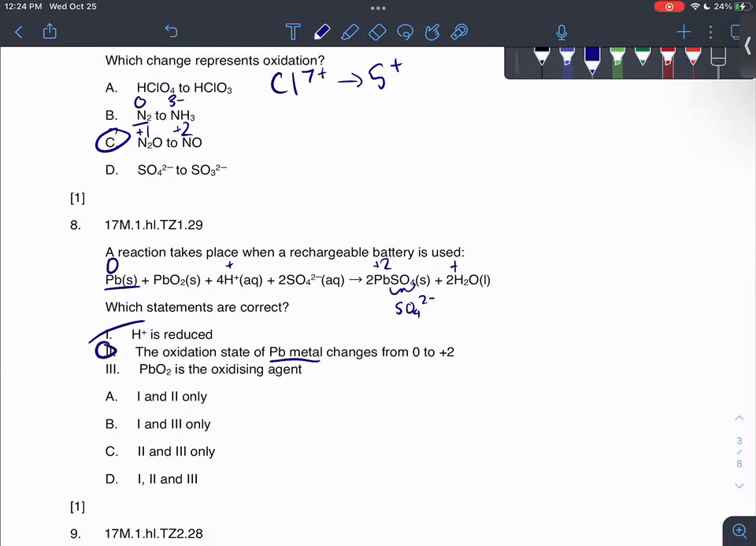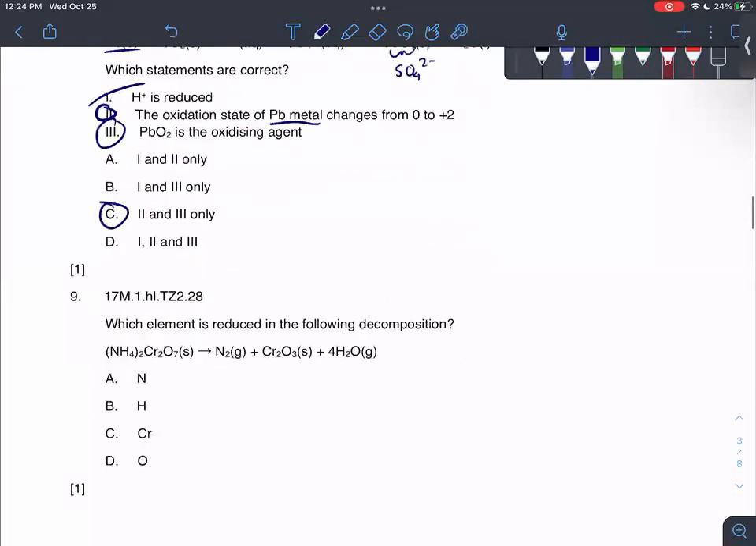PbO2 is the oxidizing agent. So we can honestly just look at our original Pb right here. Pb is going from 0 to +2. It's being oxidized. Therefore, it's the reducing agent. Therefore, if it's a reducing agent, the other thing must be the oxidizing agent. So I'm going to say that is the correct answer. So C, 2 and 3.